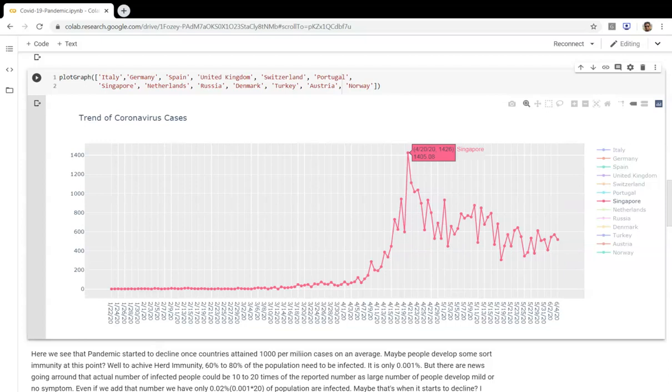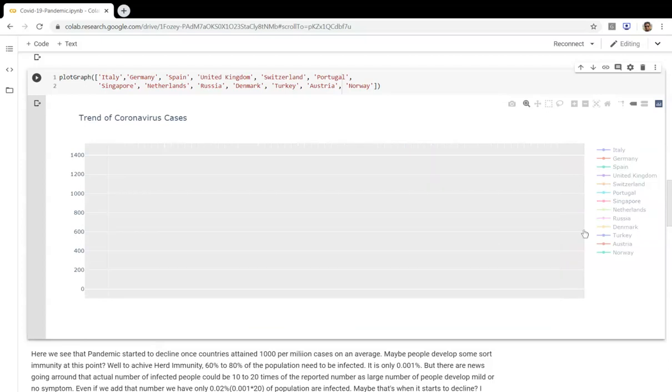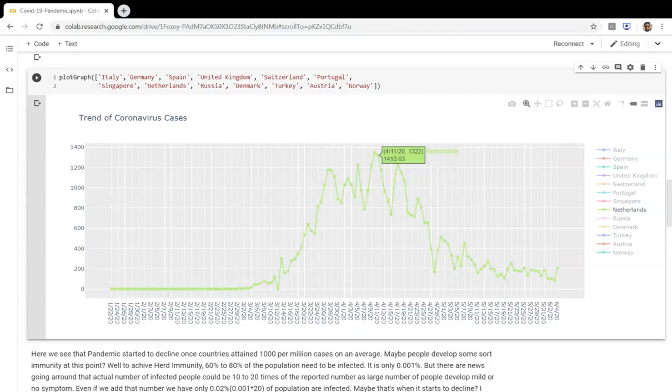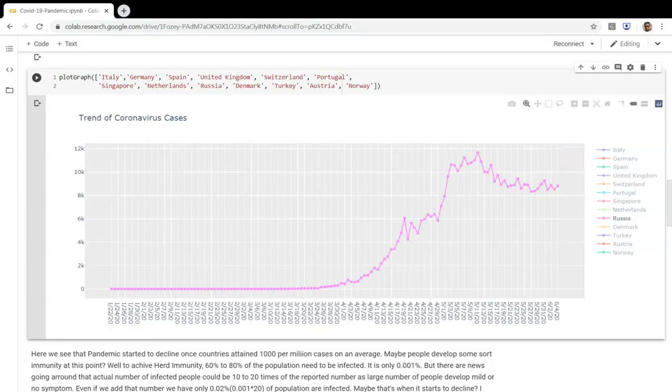In Singapore it is 1400. In Netherlands it is 1400, 1700. In Russia it is 1500. It started to decline, as you can see the trend here.